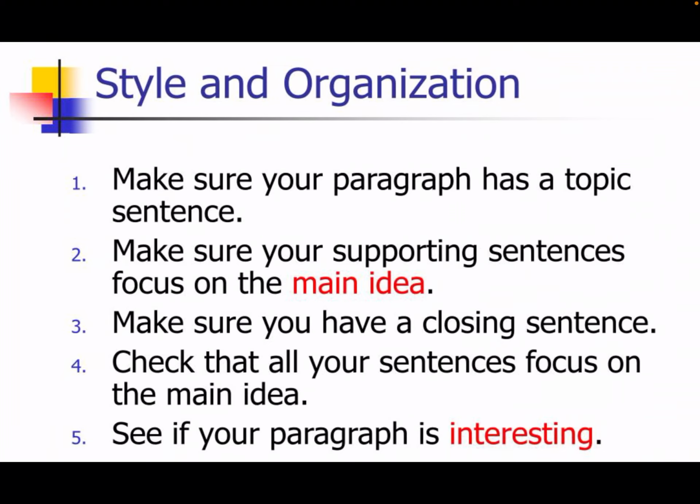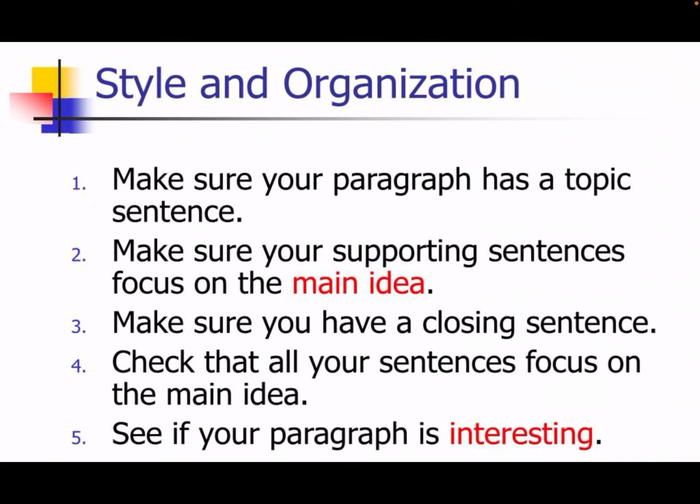Read it once, twice, let your sister or your brother read it. See if the paragraph is interesting. See if they like it. Make sure it's not boring. Make sure it's going to catch the reader's attention. Okay? So this is how we organize.